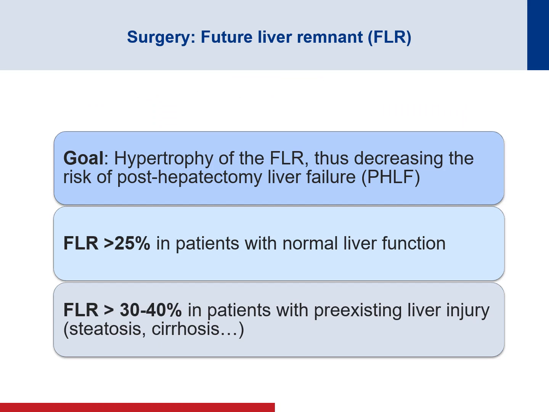Now let's focus on the term future liver remnant, FLR in short. So basically the goal here is that the patient has a sufficient FLR so he does not develop a so-called post-hepatectomy liver failure. In patients with a normal liver function, we say that a FLR above 25% is enough, whereas in patients with pre-existing liver injuries such as steatosis or cirrhosis, the FLR should be above 30 to 40%.